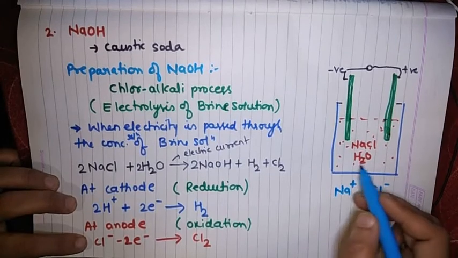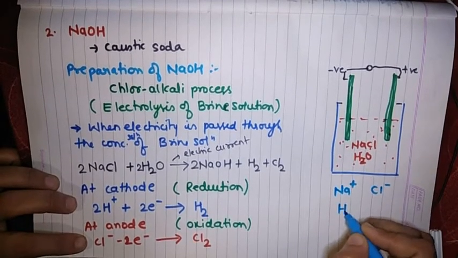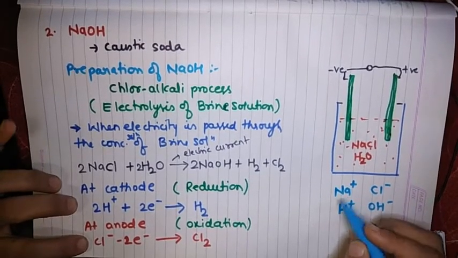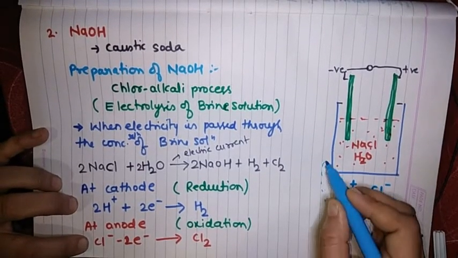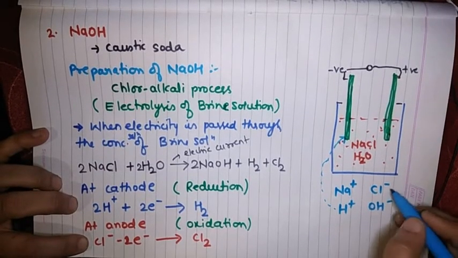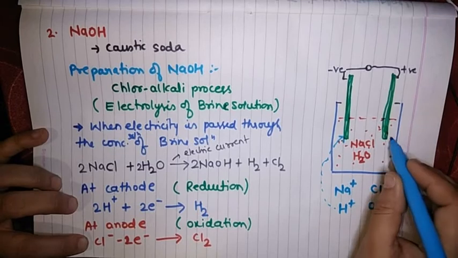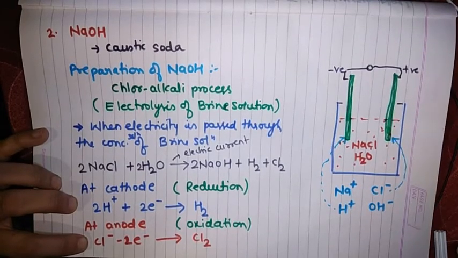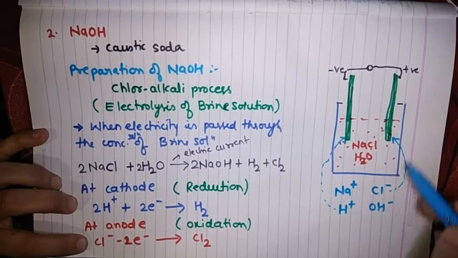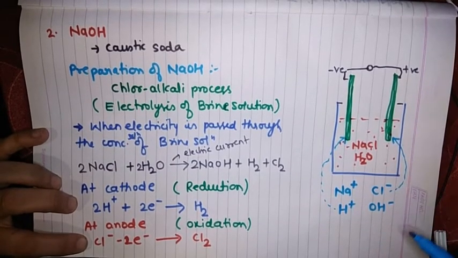And what about this hydrogen? Water: H plus and OH minus ions we will be getting. Now, what will happen? This hydrogen ion will actually migrate towards this negative electrode, and this chloride ion will actually migrate towards the positive electrode. Why? Because of the opposite charges, they will be attracted towards the opposite electrodes.